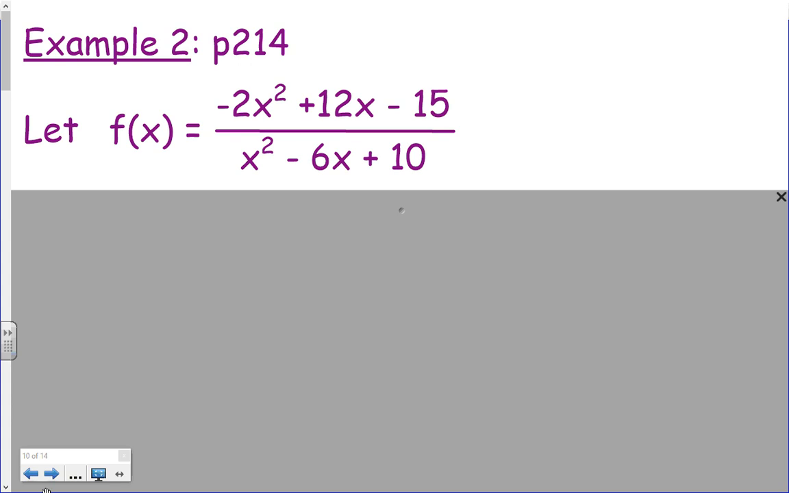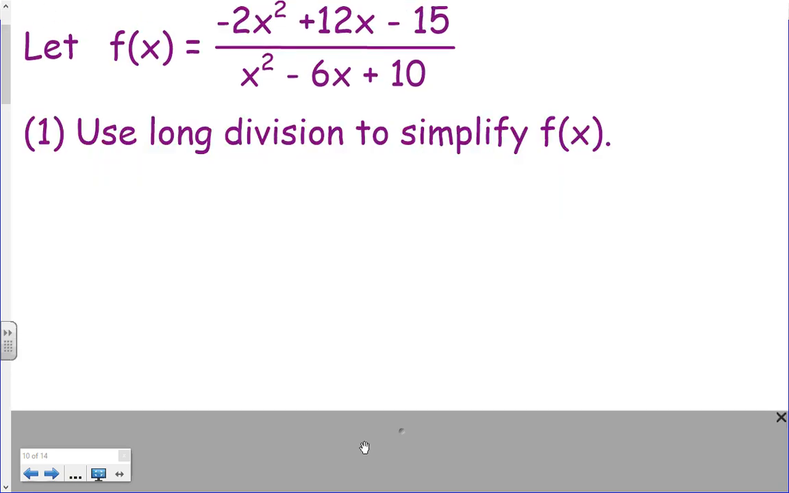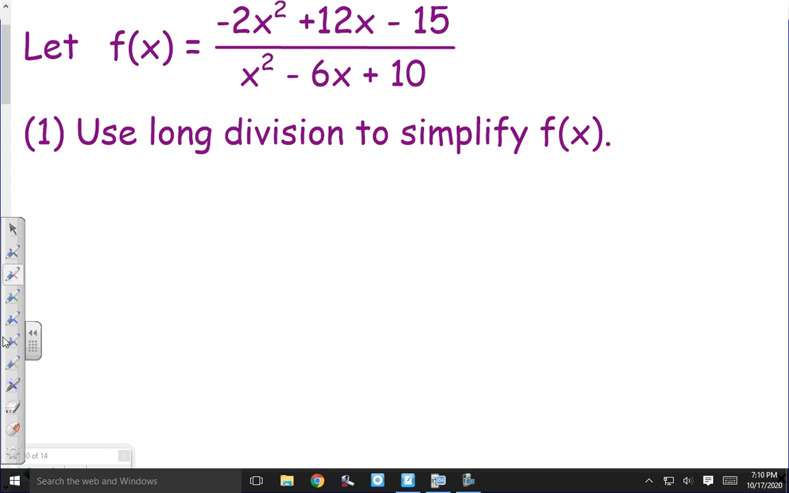We had a quadratic over a quadratic. Negative 2x squared plus 12x minus 15 over x squared minus 6x plus 10. And we're going to go through the same steps here that we just went through on the previous problem. The first thing to do is to simplify this. And we're going to simplify this using long division again.